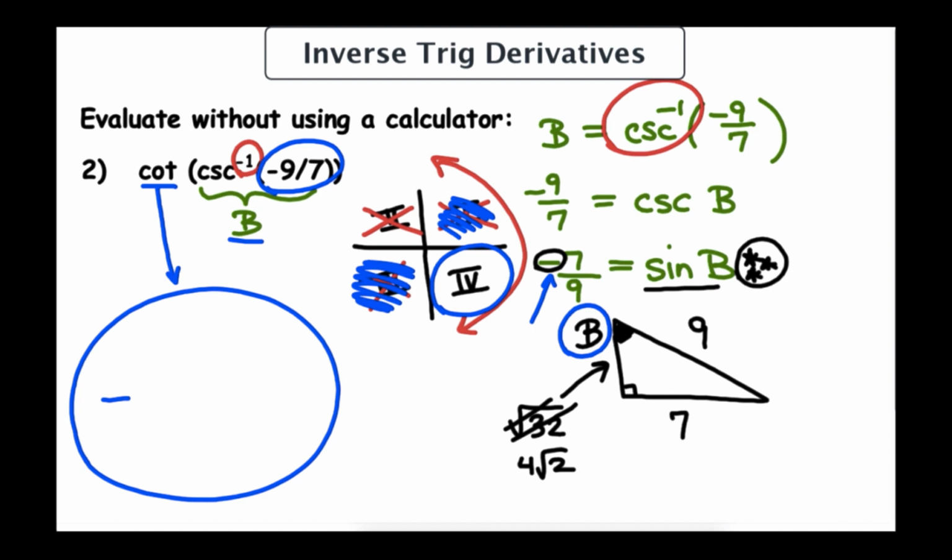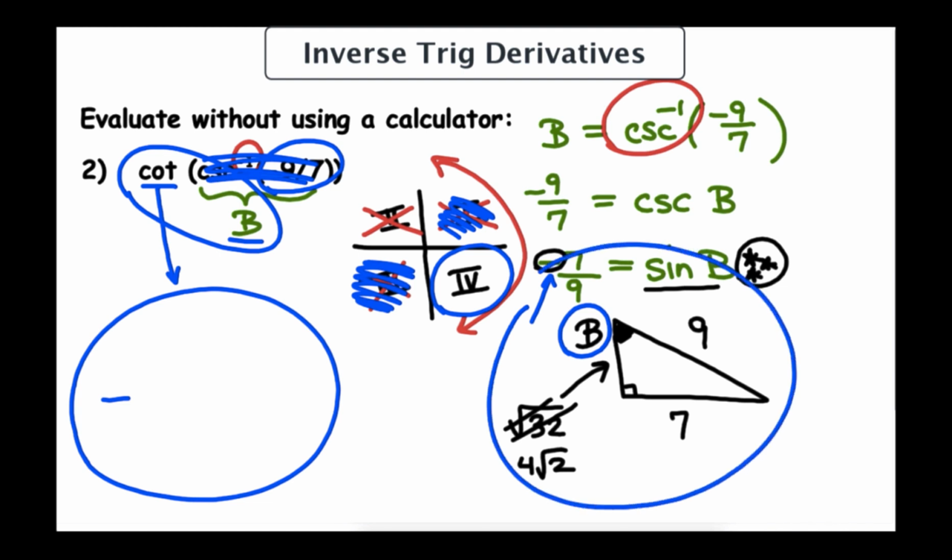What am I trying to do? Oh yeah, I'm trying to figure out what the cotangent of B is. I've got a triangle right here. Let's use it. The tangent of B would be opposite over adjacent. So the cotangent of B would be adjacent over opposite. So the answer is going to be 4 rad 2 over 7. Negative, of course.